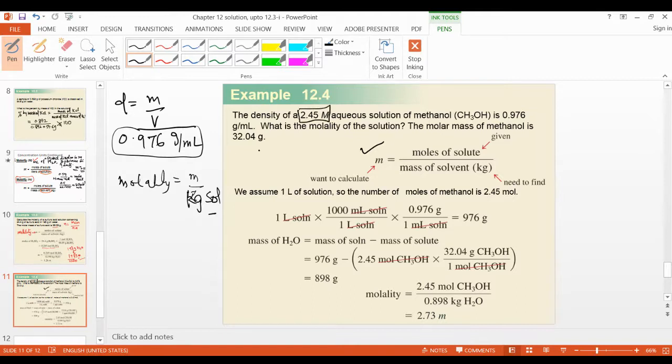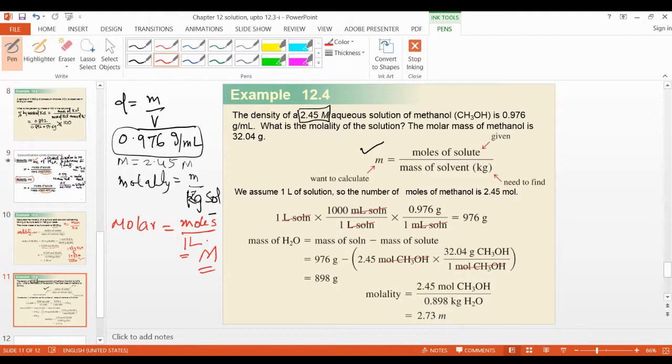The concentration of the solution, the molarity, is 2.45 molar. Molar means what? Moles over liter. Yes, molarity is moles per liter. Molar means how many moles of the solute divided by 1 liter of the solution. So it will be expressed as a capital M.